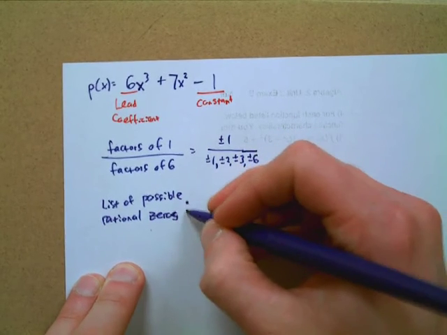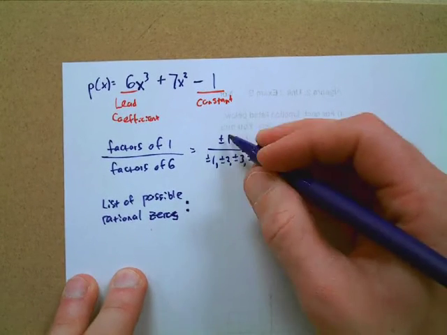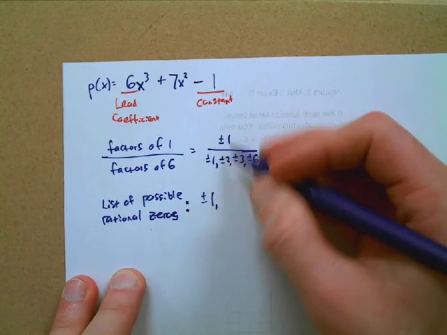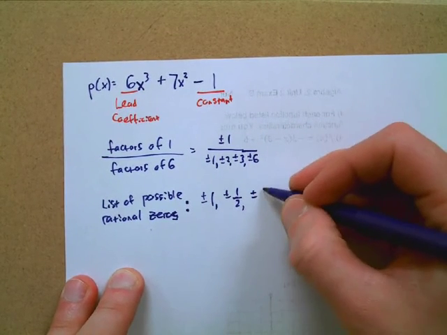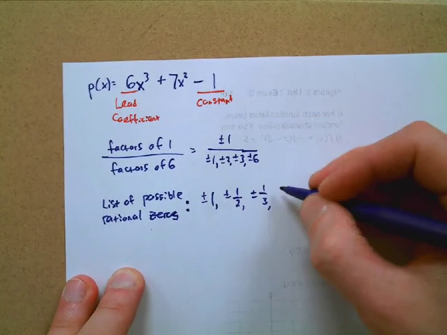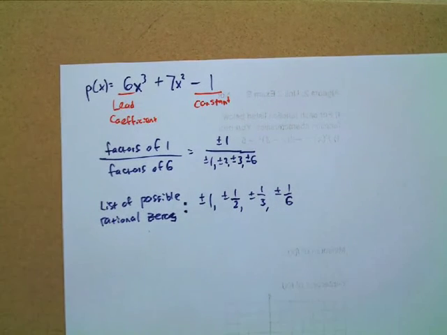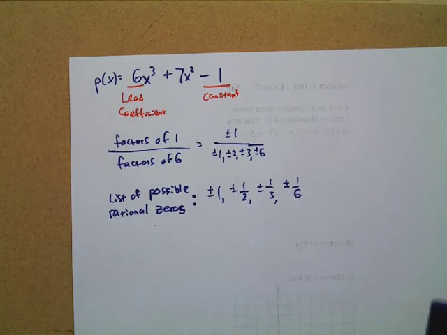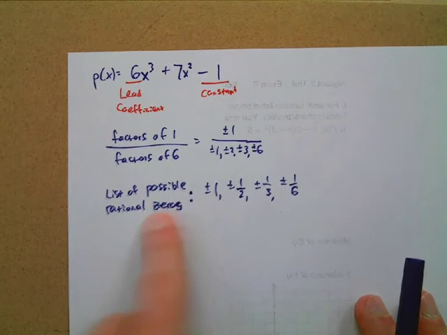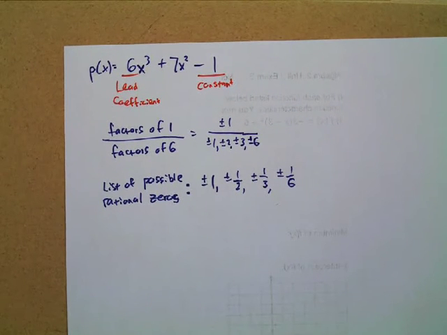So it would be 1 over 1, so plus or minus 1. 1 over 2, plus or minus 1/2. 1 over 3, so plus or minus 1/3, and then 1 over 6, plus or minus 1/6. Do we have to write factors of 1 and factors of 6, or can we just write 1 over 6? It's your choice, whatever you want. As long as you can produce a list like this, however you want to organize your writing, your work is fine. If you want to cut stuff out or whatever, that's your choice.